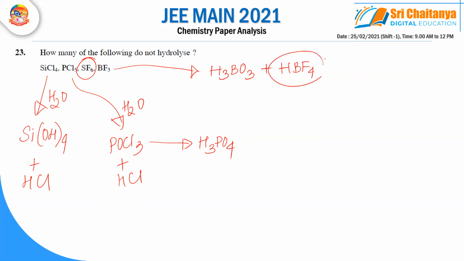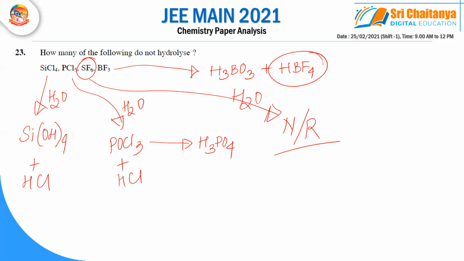Now, this fluoboric acid formation points us to the fact that it is undergoing partial hydrolysis. And SF6 does not even undergo hydrolysis because of its very stable geometry. And at the same time, fluorine is not a very good leaving group. So here, it does not react with water, no reaction. So in case of BF3, we are having partial hydrolysis. In case of SF6, no hydrolysis. SiCl4 and PCl5, they undergo hydrolysis.